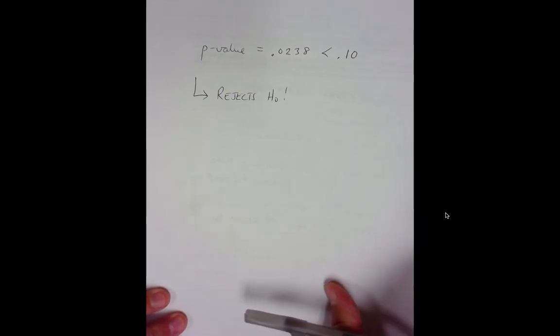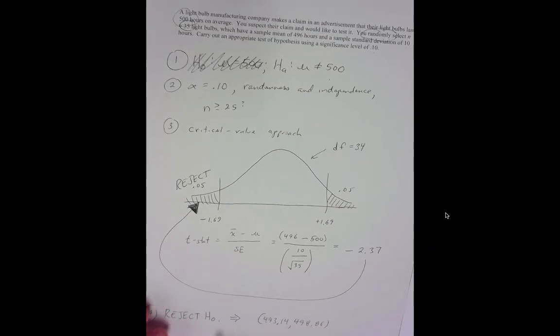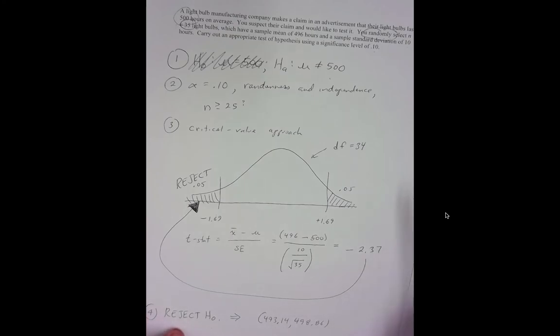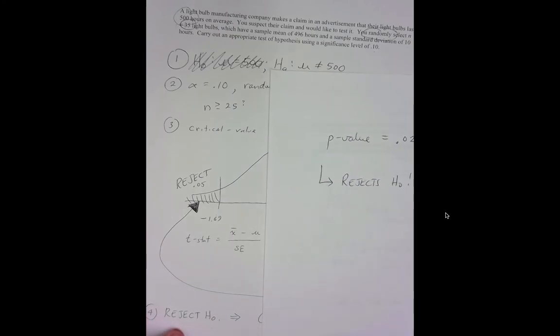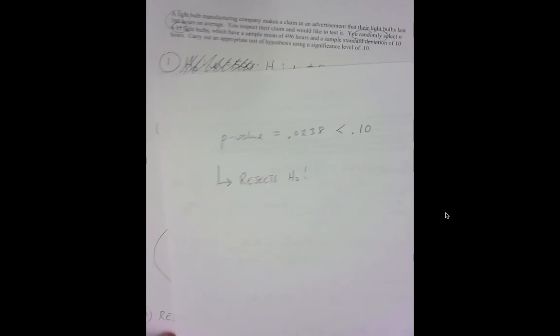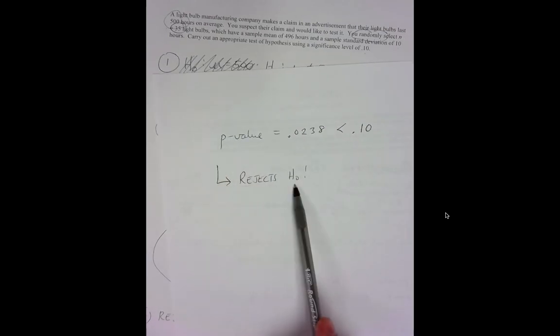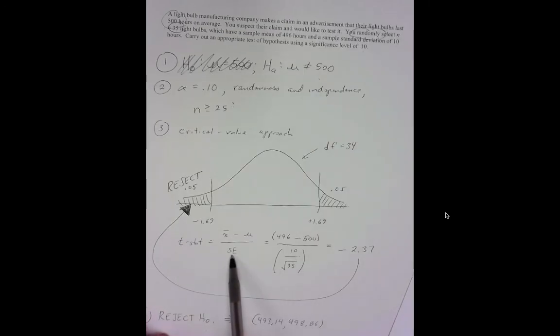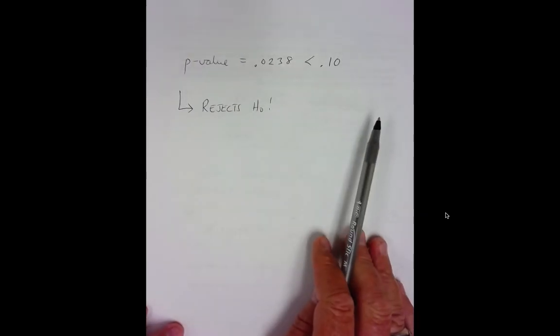Now, what's the difference? Well, the difference in the final outcome is nothing. You reject whether you use the critical value approach or the p-value approach. The difference is this one, once you get good at it, you can do it in about 15, 20 seconds, where this one takes more work. This one is going to take you 3, 4, 5, maybe even 10 minutes. So, guys, when you've got the option, do the p-value.